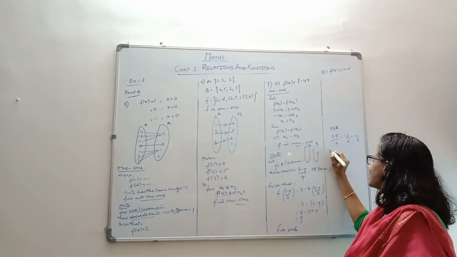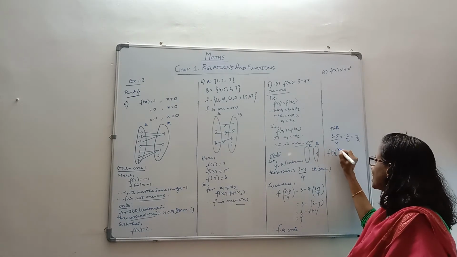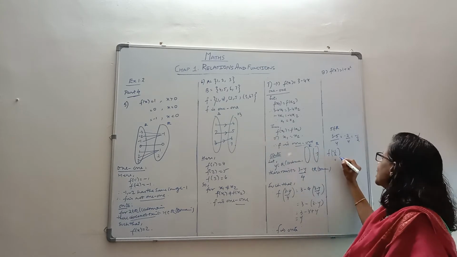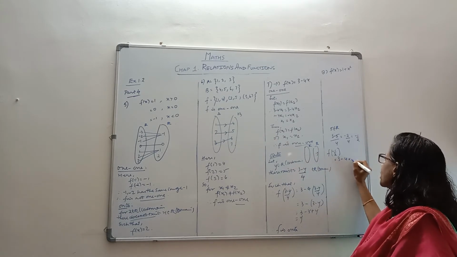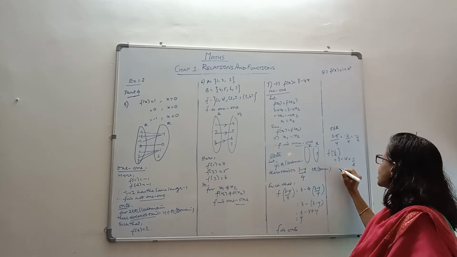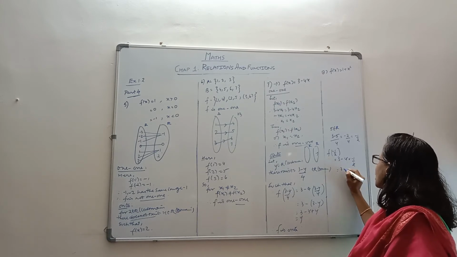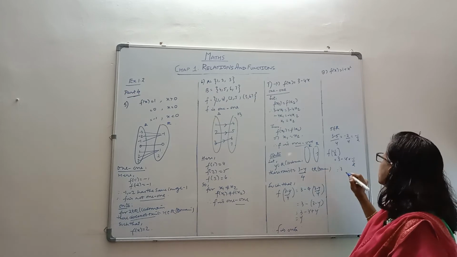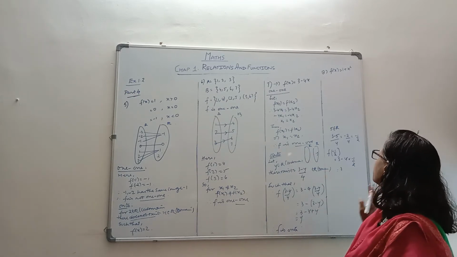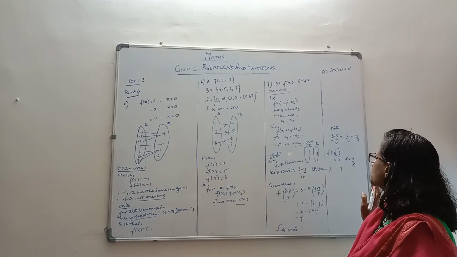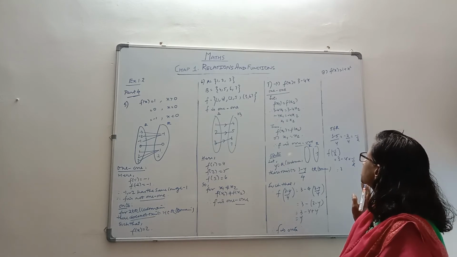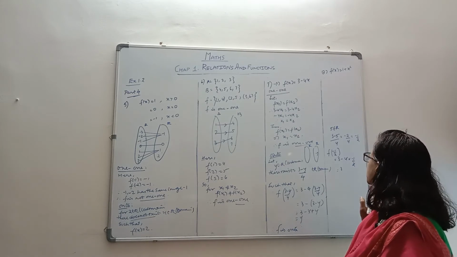Understood? And how is that? Take f of minus half by definition. It is 3 minus 4 into minus half. So what is coming? 3, one minute. I hope I have done everything. 3 minus y by 4.